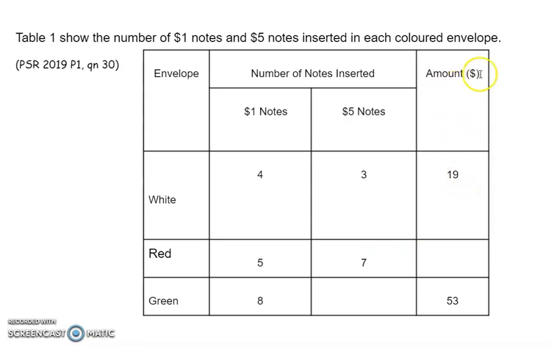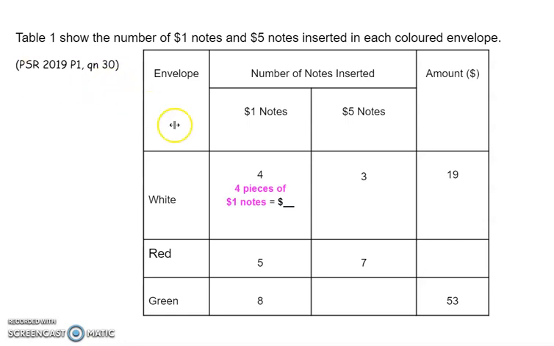And this is amount here, meaning total amount in dollars. So $19. And this is $53. So remember, amount means dollars here. Here, notes mean pieces. Okay, 3 pieces of $5 notes. 7 pieces of $5 notes. Here will be 4 pieces of $1 notes. Here will be 5 pieces of $1 notes.